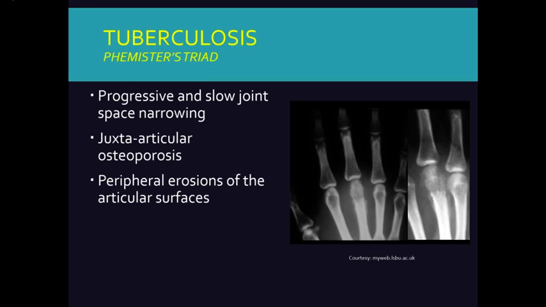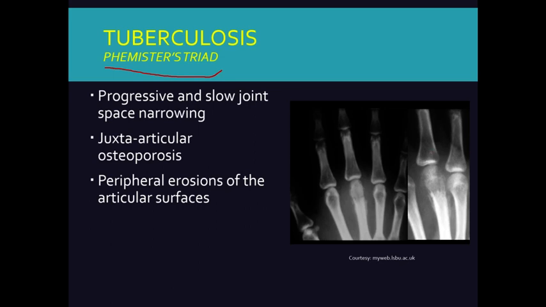All right, this Phemister's triad is a good lecture-type question. For tuberculosis, we tend to see progressive, slow joint space narrowing. We have juxta-articular osteoporosis. That's a fancy term for saying there's osteoporotic change or loss of bone density on either side. And then we get more peripheral erosions, destruction, scalloping of the articular bone on the lateral portions.